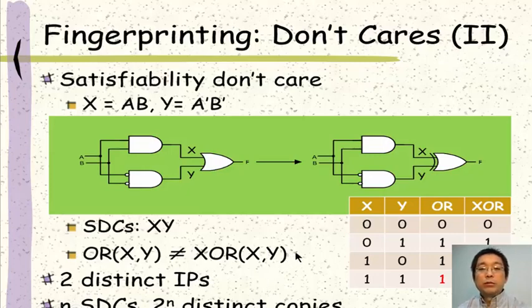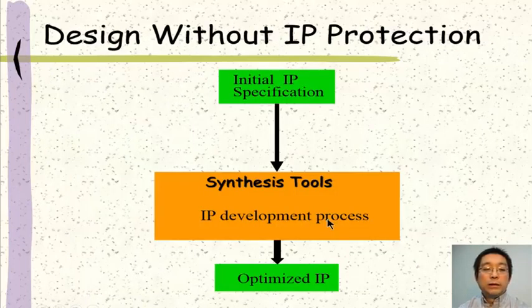To summarize digital watermarking and digital fingerprinting, we see that in this simple flow of traditional IP development without any protection, we can get an IP with the highest possible quality by synthesis tools based on the original design specification. However, we will not be able to prove our authorship, or if IP piracy happens, we cannot trace where is the source of the IP piracy.